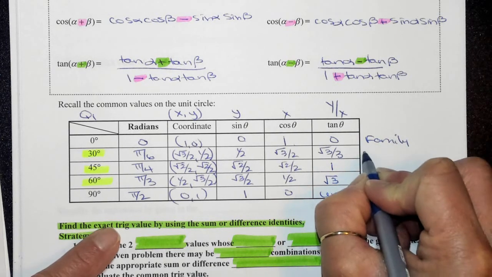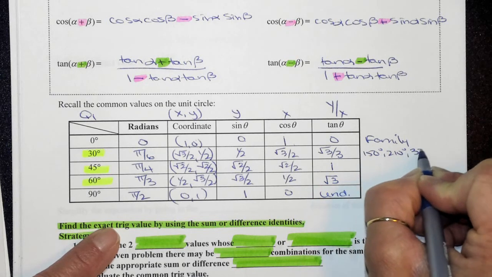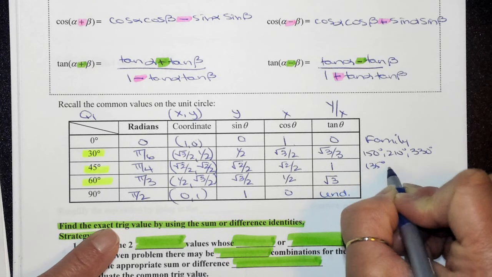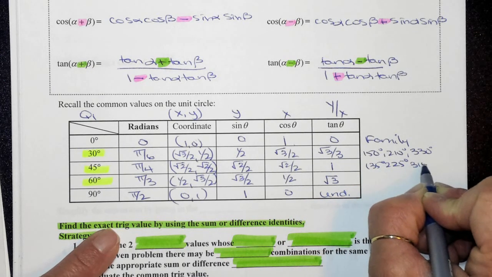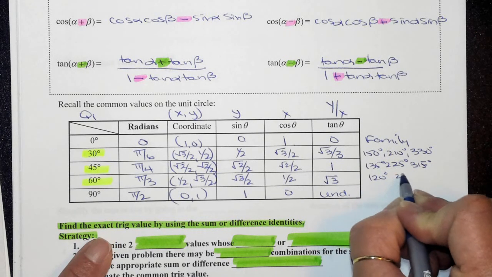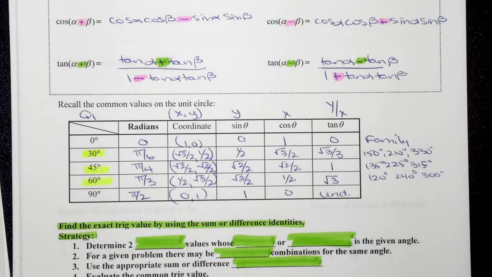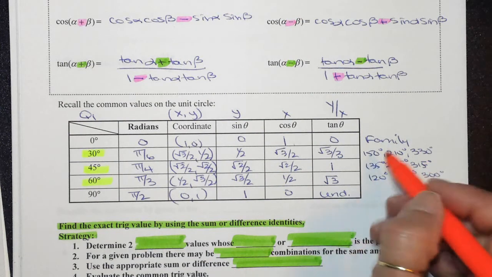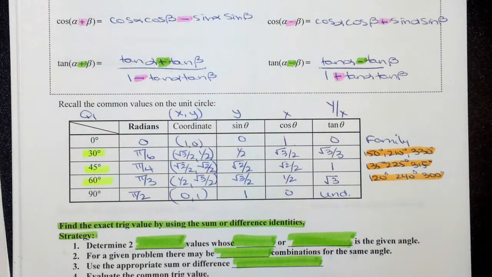Okay, meaning this is 150 degrees, 210, 330. Okay, 135 degrees, 225, and 315. And then 120, 240, and 300. Okay, so these are all the family members that we need to make sure we commit to memory, because anything can be asked from any quadrant.